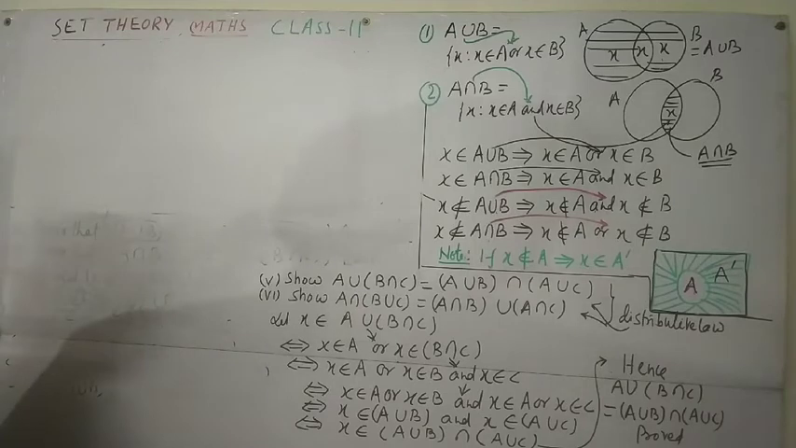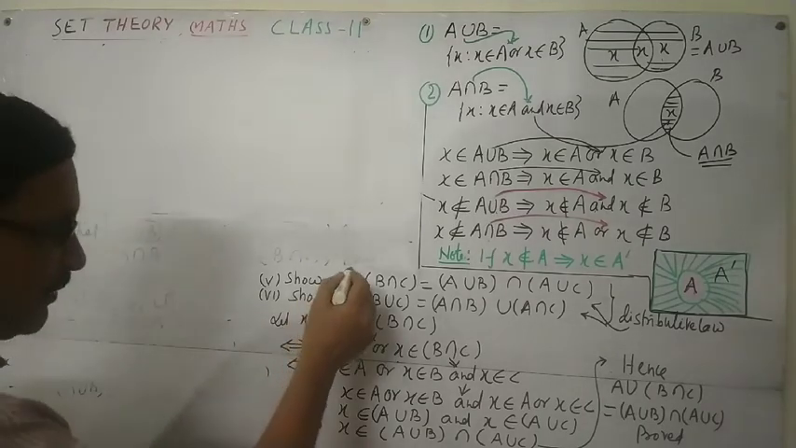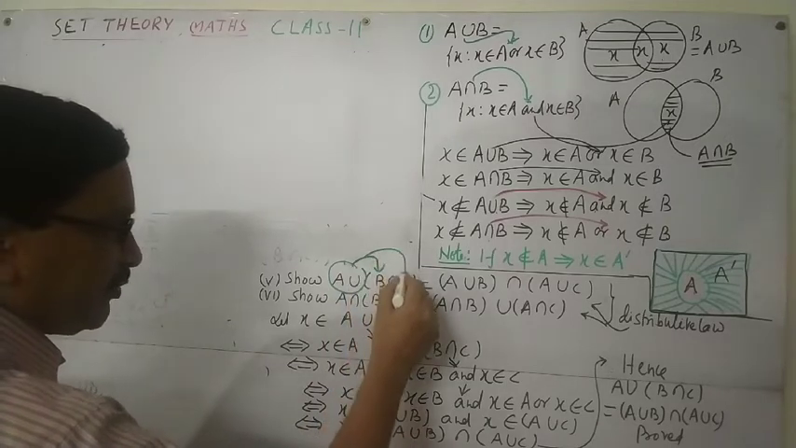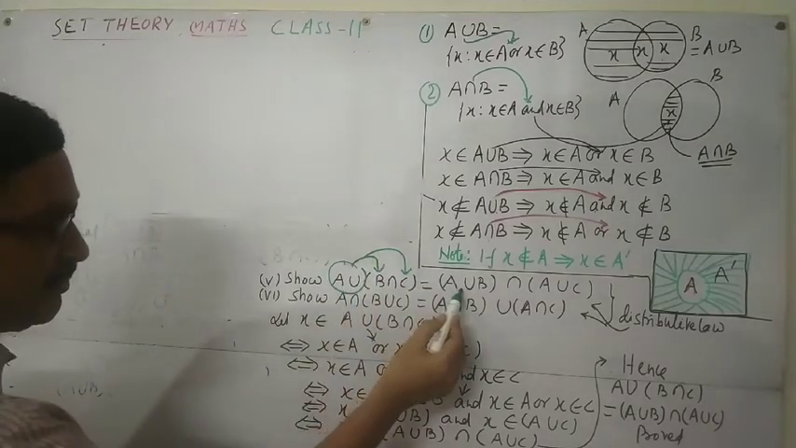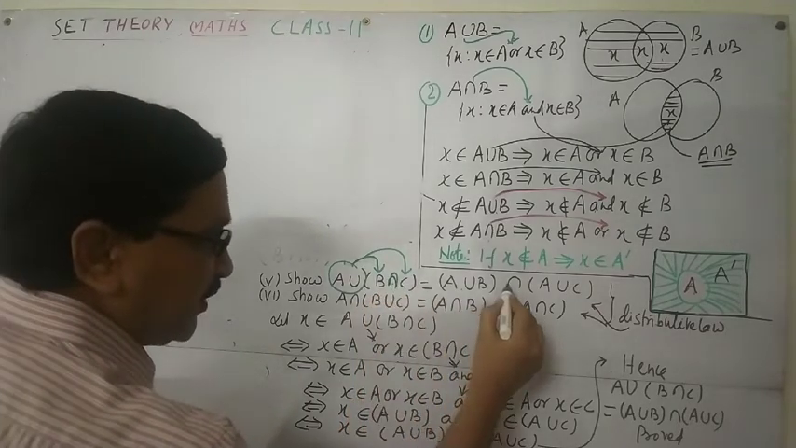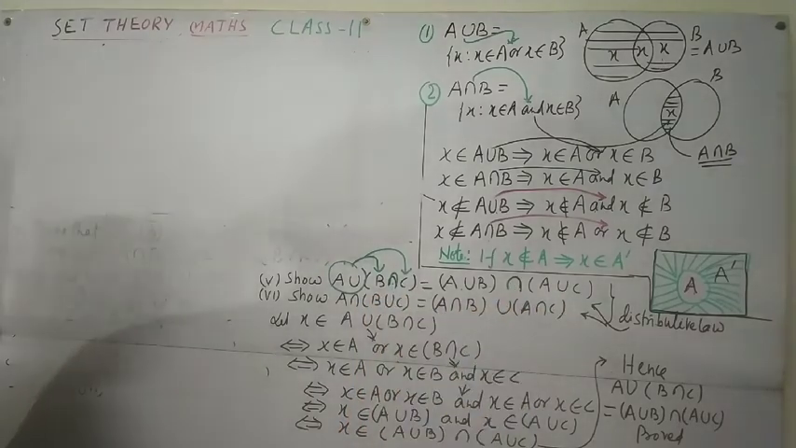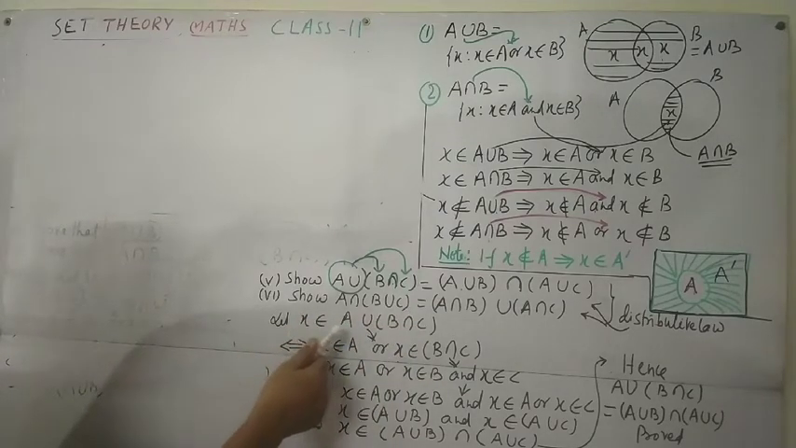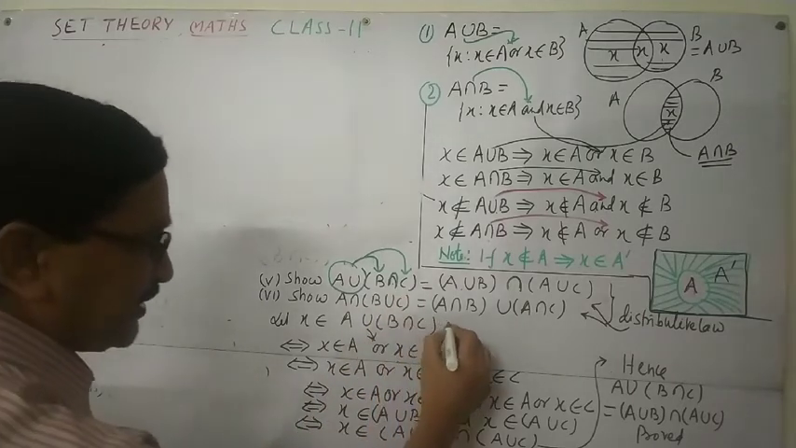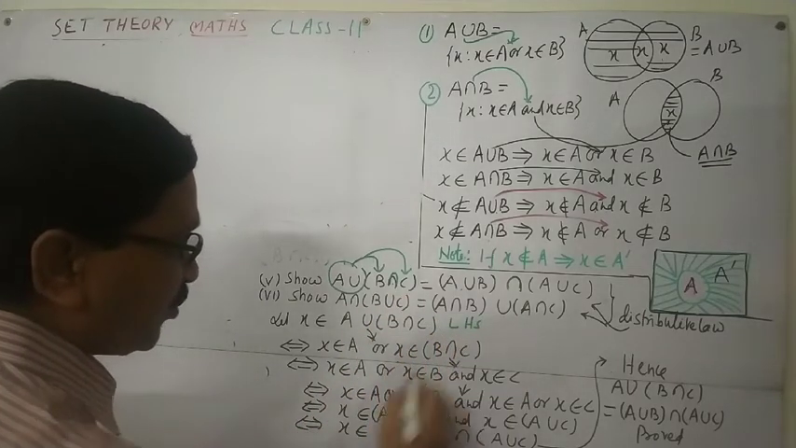This is called distributive law. A union is distributed on B and distributed on C. So A union B intersection, this is as usual, intersection is as usual, A union C. It has to be proved. Likewise the second. Now starting from x belongs to A union B intersection C, this is your LHS. LHS से शुरू करो.